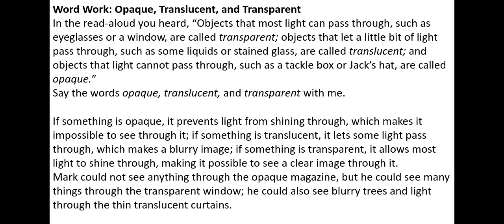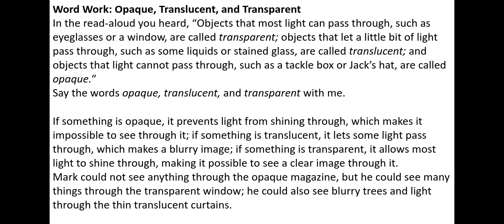In the read aloud, you heard objects that most light can pass through, such as eyeglasses or a window, are called transparent. Objects that let a little bit of light pass through, such as some liquids or stained glass, are translucent. And objects that light cannot pass through, such as a tackle box or Jack's hat, are called opaque. Say the words opaque, translucent, and transparent.